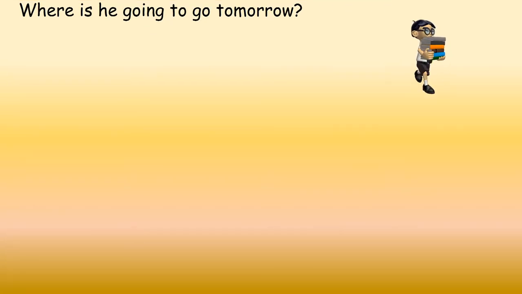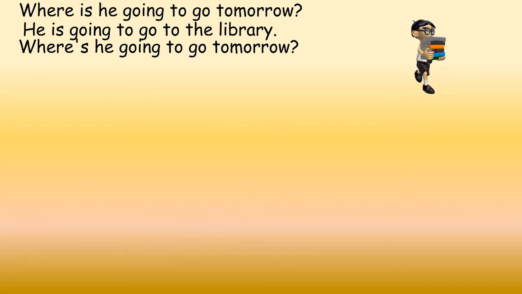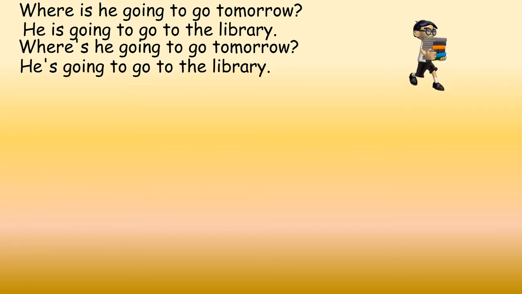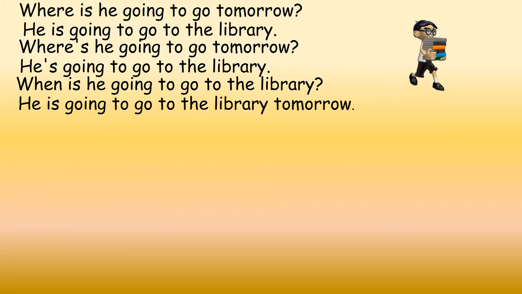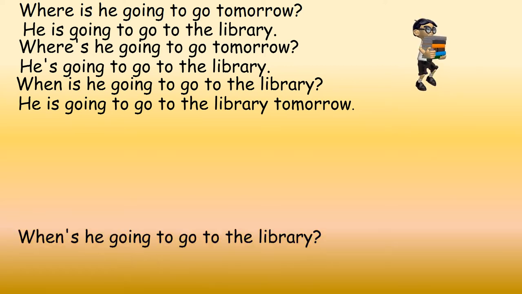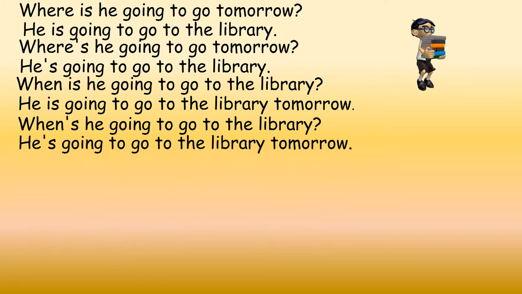Slow, where is he going to go tomorrow? Slow, he's going to go to the library. Fast, where's he going to go tomorrow? Fast, he's going to go to the library. Slow, when is he going to go to the library? He is going to go to the library tomorrow. Fast, when's he going to go to the library? He's going to go to the library tomorrow.